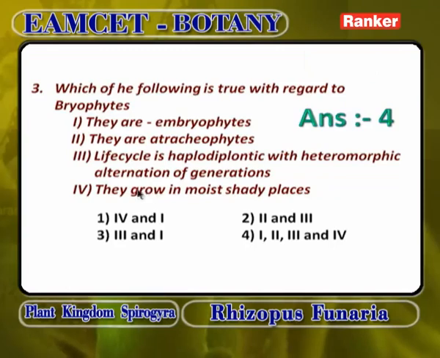That's why the life cycle is haplodiplontic with heteromorphic alternation of generations. Heteromorphic alternation of generations means sporophyte and gametophyte are entirely different morphologically and physiologically, but they perfectly alternate with each other.